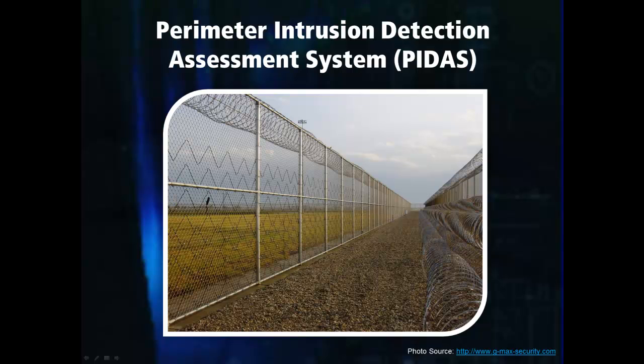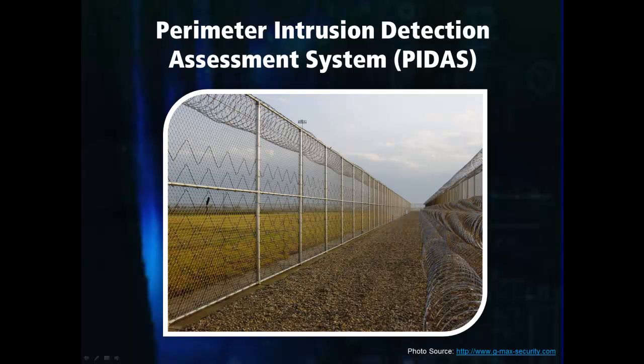The last thing we will introduce is the concept of a perimeter intrusion detection assessment system, referred to as a PIDAS. A PIDAS is a combination of barriers coupled with sensing and assessment equipment designed to provide a high level of detection. On one fence, you will notice cables draped along the fence, which can detect an adversary attempting to climb or cut through the fence.